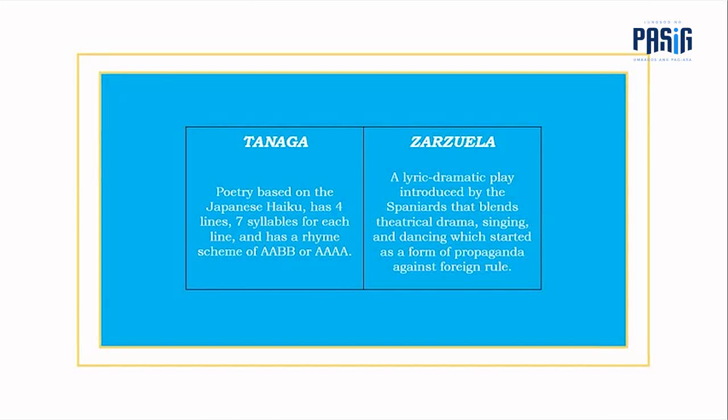Tanaga is a poem based on the Japanese haiku. It has 4 lines, 7 syllables for each line, and the rhyme scheme of AABB or AAAA. And lastly, Zarzuela. It is a lyric dramatic play introduced by the Spaniards that blends theatrical drama, singing, as well as dancing. It started as a form of propaganda against foreign rule.